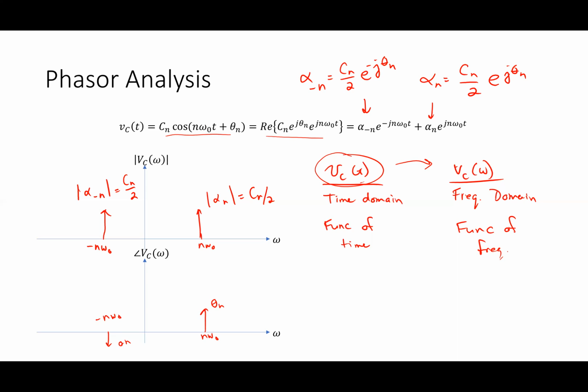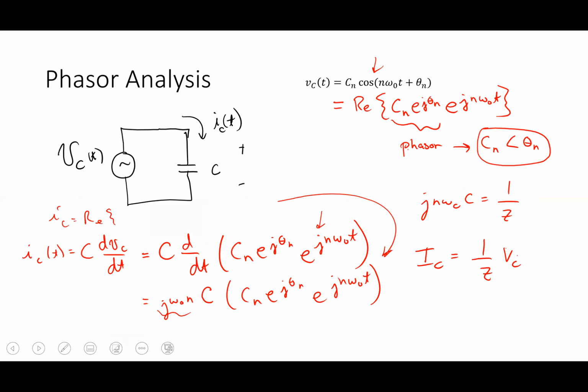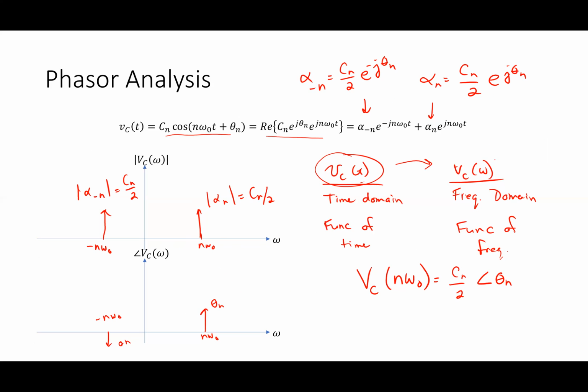So essentially we say, okay, this is what that Fourier transform looks like. One of the critical things we realize here is that the Fourier transform is a function of frequency. So if I evaluate it at n omega naught, I see that it's equal to Cn over 2 with an angle of theta n. And boy, that's a lot like the phasor, right? In fact, the phasor is essentially 2 times Cn over 2 times the angle there. So in other words, I could think of it as 2 times the value of the Fourier transform at that particular frequency.